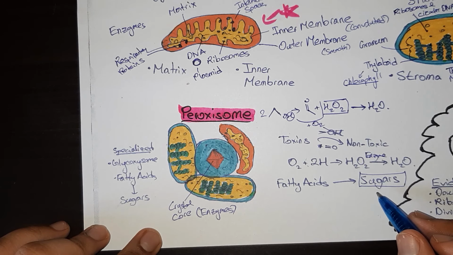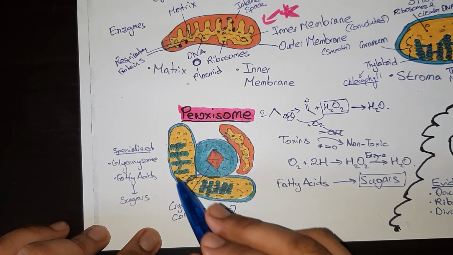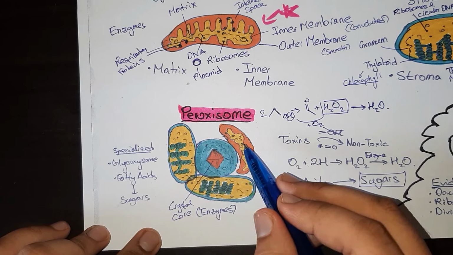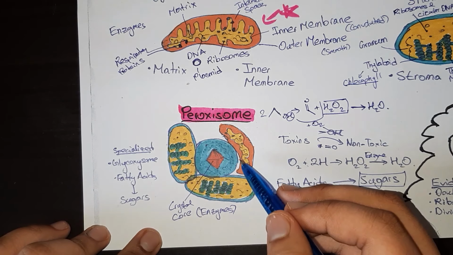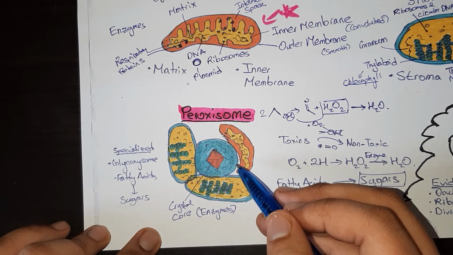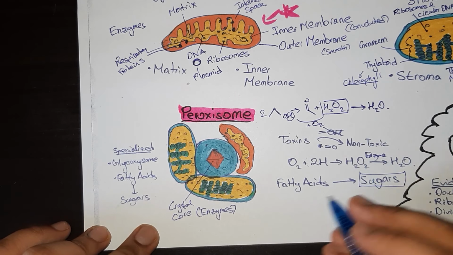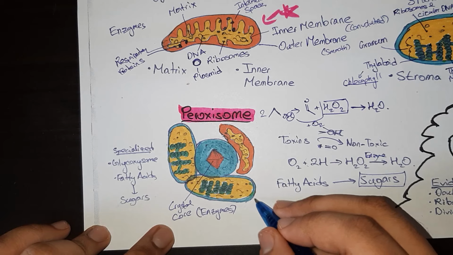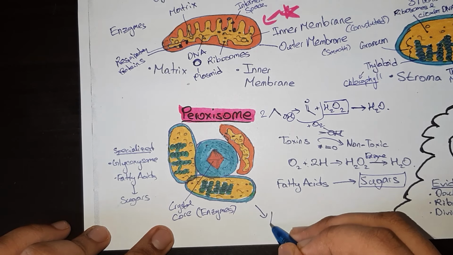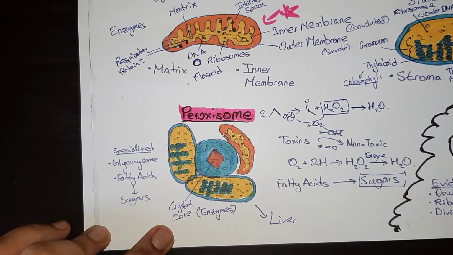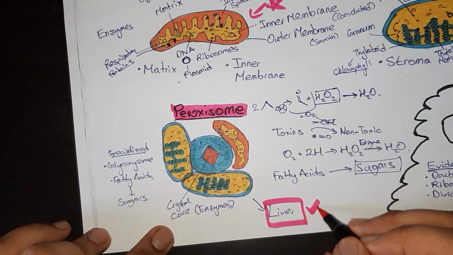Another function of the peroxisome is to take all the toxic metabolic products from the chloroplasts and the mitochondrion and convert them into non-toxic products. So mainly it functions in detoxification, and that means that we can find this in high concentration in the liver, because the main function of the liver is detoxification.